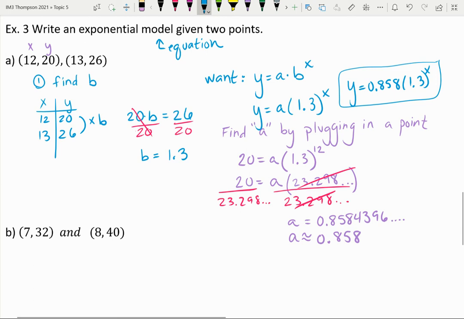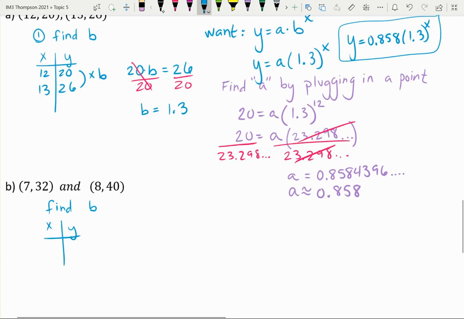Do this calculation, 1.3 to the power of 12, and then I want to divide by it. That gives me some value of A. For my final answer, I want A as a number and B as a number, because x and y will be my only variables. So the first thing you're going to do for the next problem is find B. So start there. See if you can use this as a guide to work through the rest of the problem.